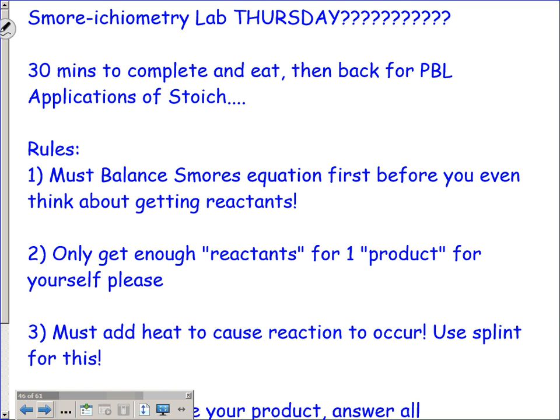Think about the reactants and how many s'mores you're making. Let's start with getting enough reactants to make one product, so one s'more, and then you'll start to decompose your s'mores while you're eating it and thinking, and then doing some math, and then we'll do another one. We'll try to hit 3 of them. That's a lot of breakfast s'mores, but we'll try.